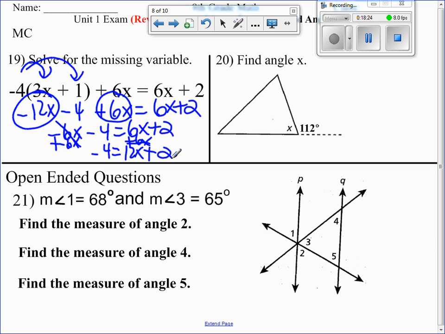Subtract 2 from both sides. I'm running out of room here. I get 12x equals negative 6. Divide both sides by 12. X equals negative 1/2.